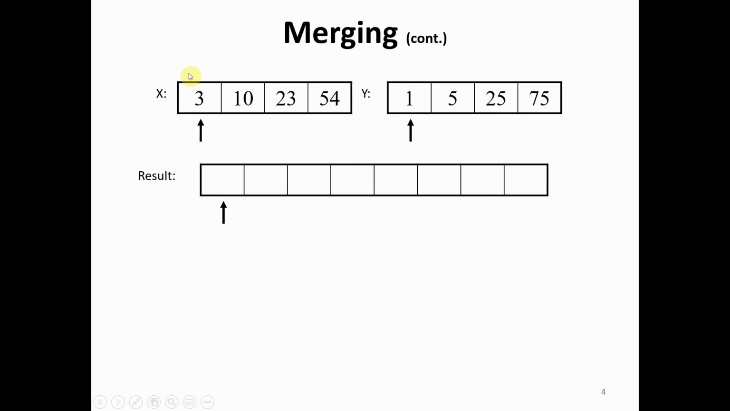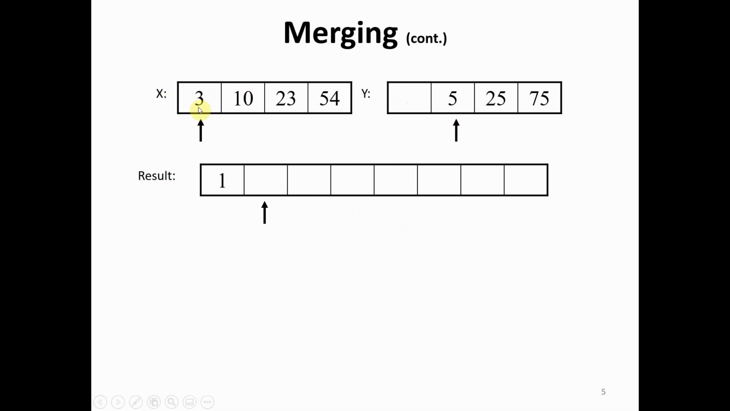So what we're going to do is compare xi and yj. Whichever is the smaller, we're going to put in the result at k, right? So here we compare 1 and 3. 1 is smaller, so 1 goes here. And then we increment the corresponding index. So in this case it was j, and of course we're going to increment k at each step.